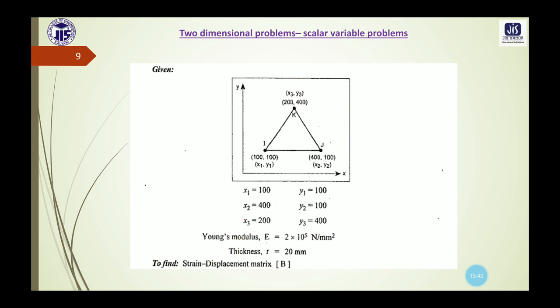So let us first write the values of the coordinates which are given here. The value of x1 is 100, y1 is 100, x2 is 400, y2 is 100, corresponding to node 2, node J, and corresponding to node K, we have x3 equals 200 and y3 equals 400. The thickness is given as 20 millimeter and the Young's modulus is 2 into 10 to the power 5 Newton per millimeter square. And we need to find the strain displacement matrix, that is the matrix B here. For that, for the CST element, we need to use the formula for the strain displacement matrix.